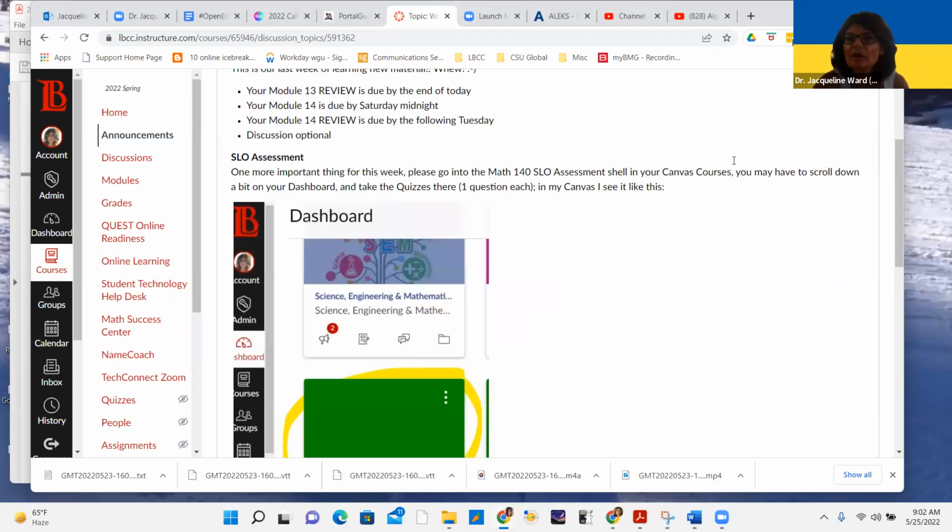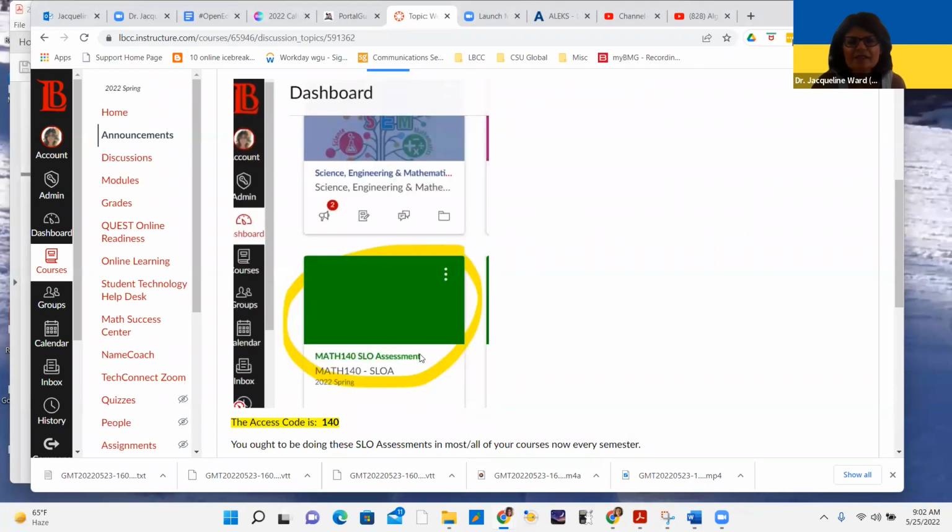And also, I wanted to just draw attention to the SLO assessment. And these are assessments of the student learning objectives. That's what SLO stands for. You guys ought to be doing these in pretty much every single class now, every semester. And it's just a really tiny assessment. There's only one question for each quiz in there. So there are quizzes in this SLO assessment shell.